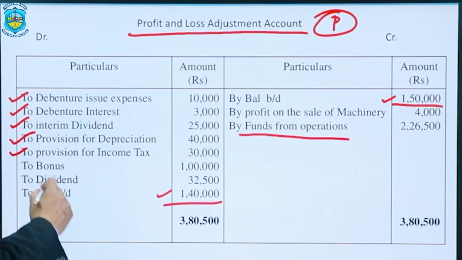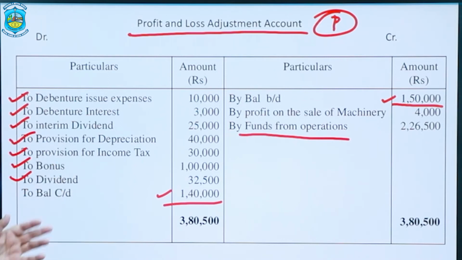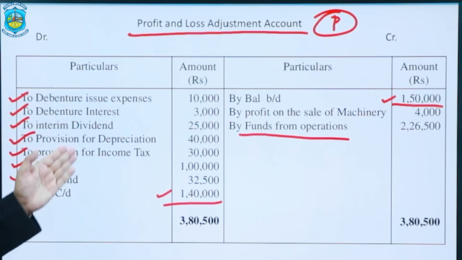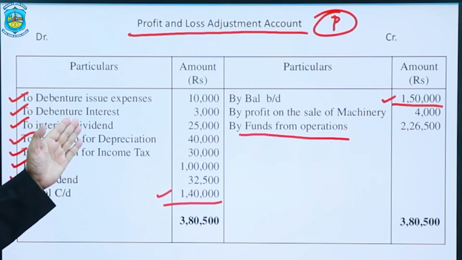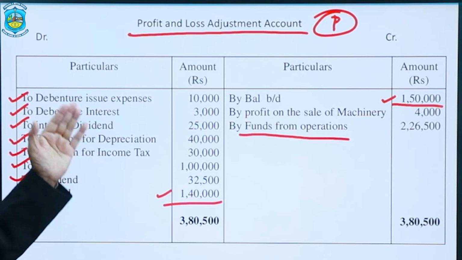Apart from this, bonus and dividend, these are also not regular or recurring expenses of our business. So all these are our non-operating and non-cash expenses which have already been written on the debit side, and now the credit side.